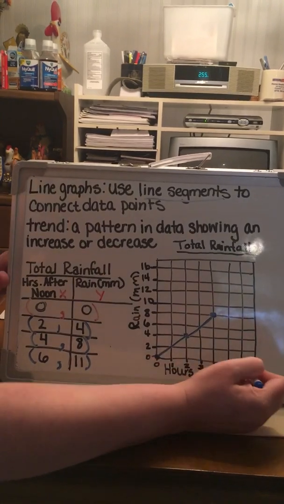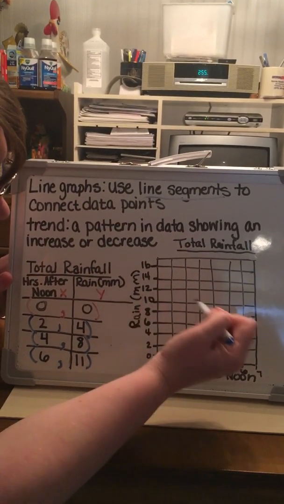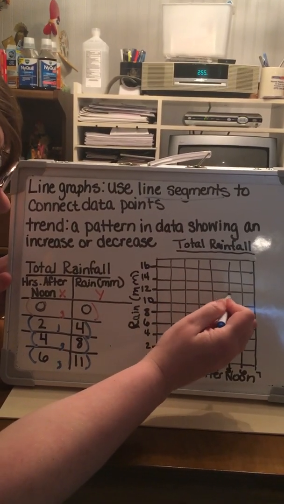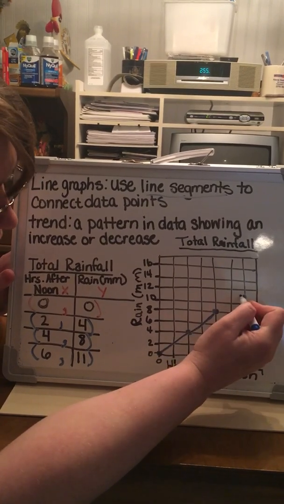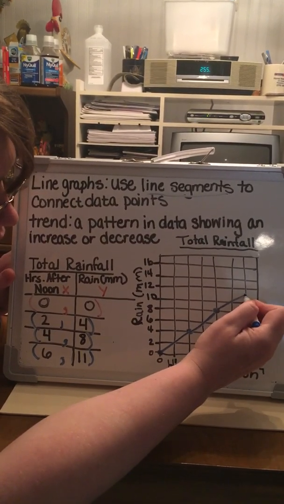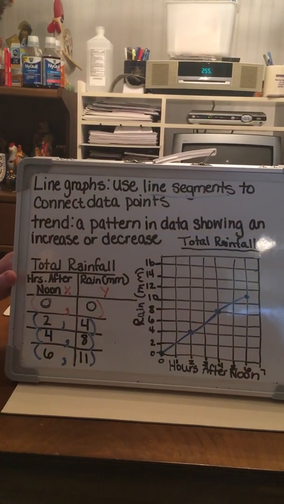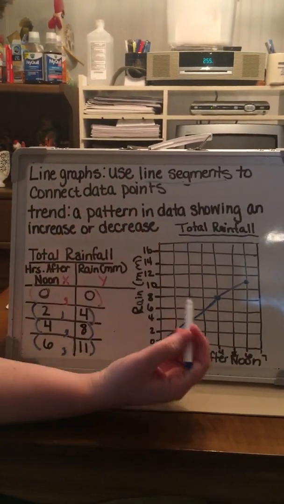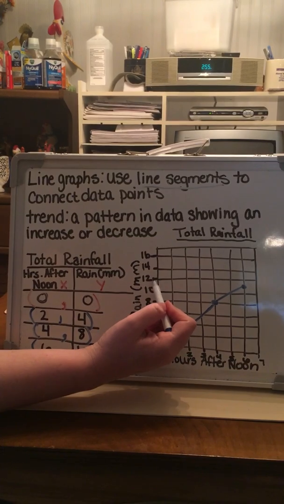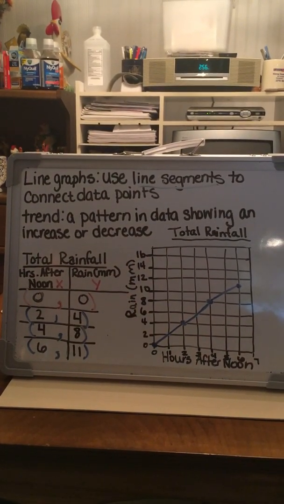So I'm going to go over to 6, and then, ooh, I only have 10 and 12 here. Well, 11 would be in between 10 and 12. So 11 would be right here, because it's in between 10 and 12. It won't always be that your data will fall exactly on a point. In this case it didn't fall on 10 and it didn't fall on 12, it fell in between them. But we can notice a trend here.